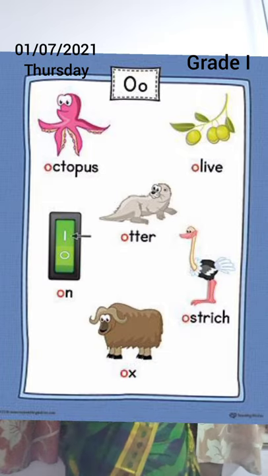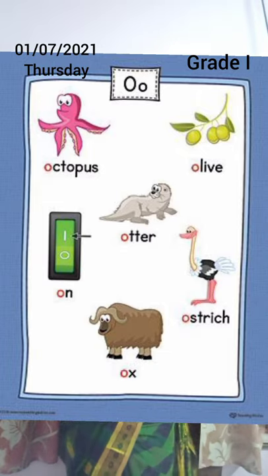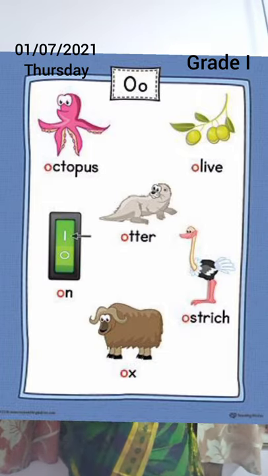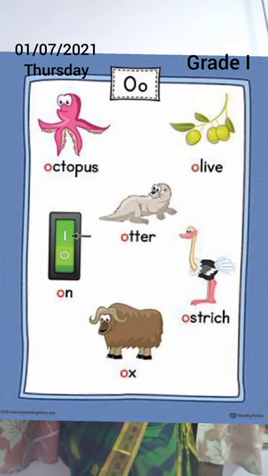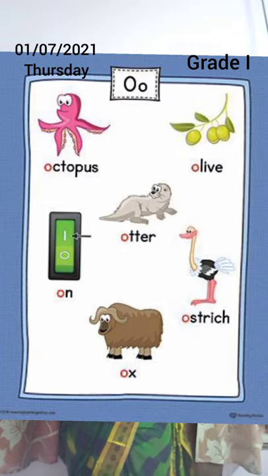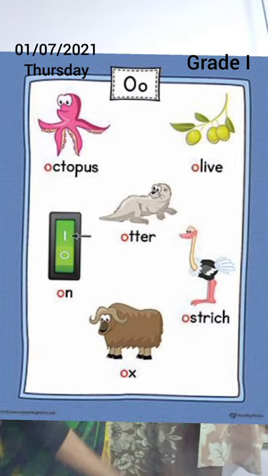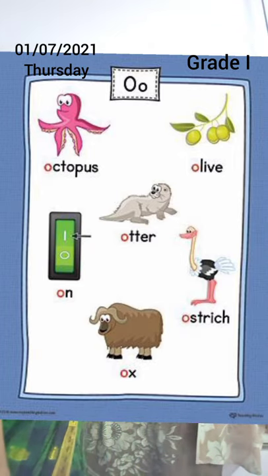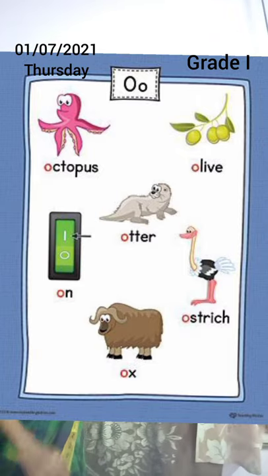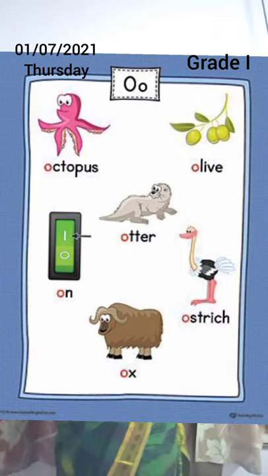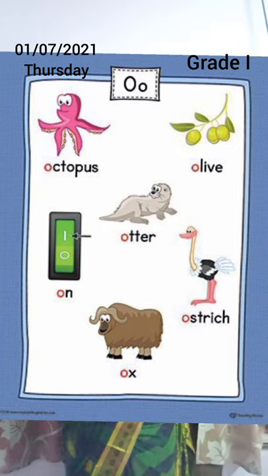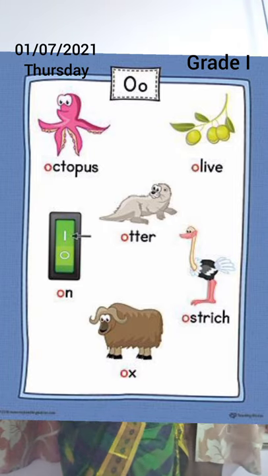Otter, O-T-T-E-R, otter. Ostrich, O-S-T-R-I-C-H, ostrich. Ox, O-X, ox. So the alphabet is O and the sound of the alphabet is O. So the examples are octopus, olive, on, otter, ostrich, ox.